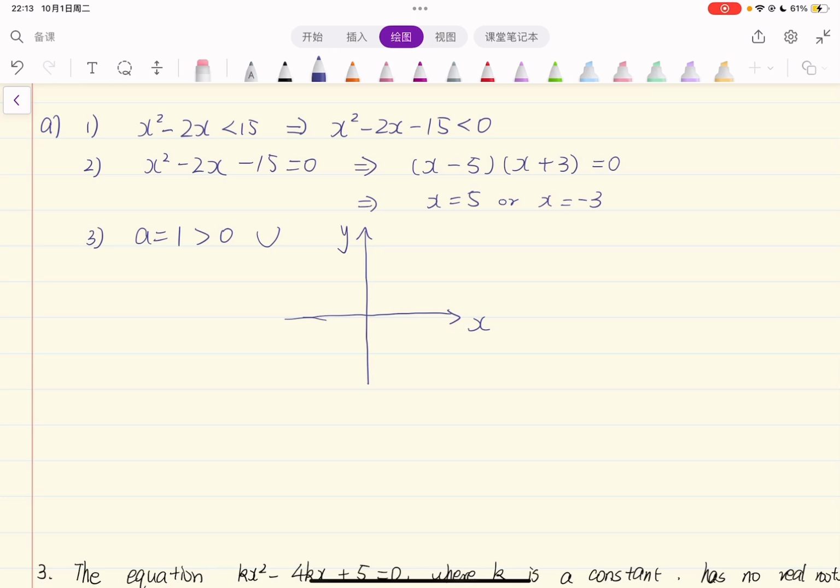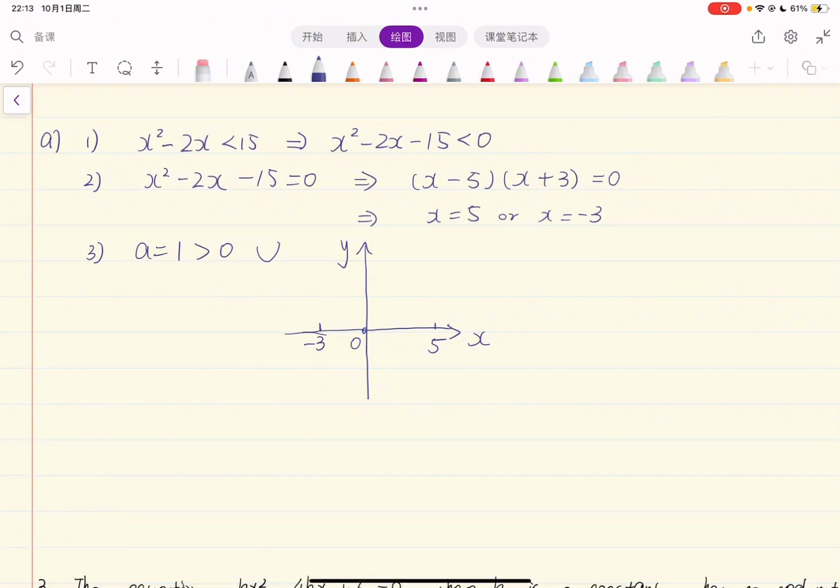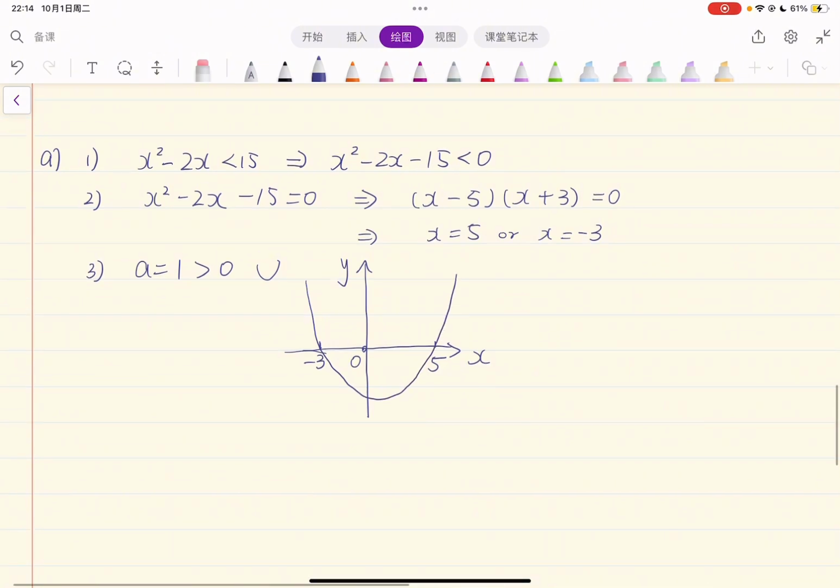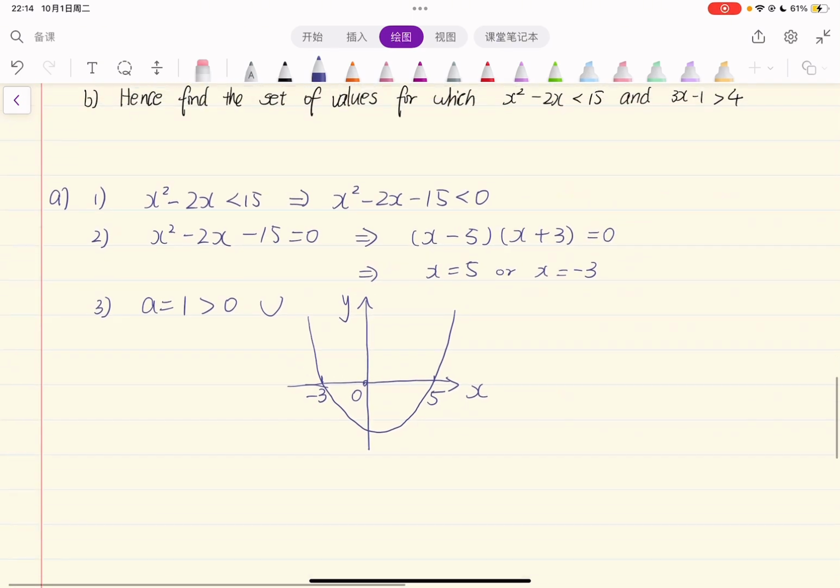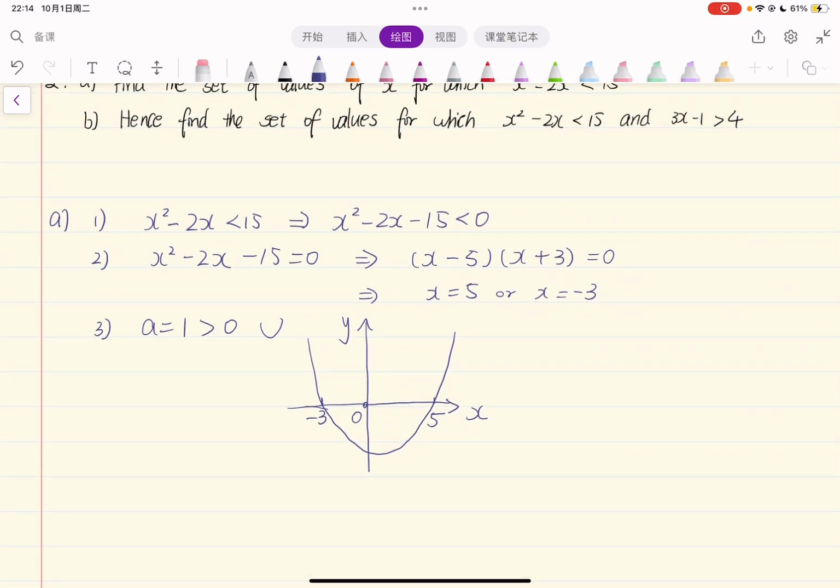So the x-axis, y, and there's the origin. And we have maybe 5 over here and minus 3 over here. So the curve crosses the x-axis at x equals 5 and x equals minus 3. And the smiley face, maybe the curve looks like that. Not very smooth, let me redraw it. Yeah, smiley face. And then the question asks x squared minus 2x minus 15 less than 0.